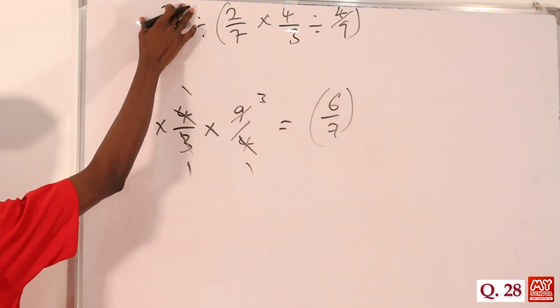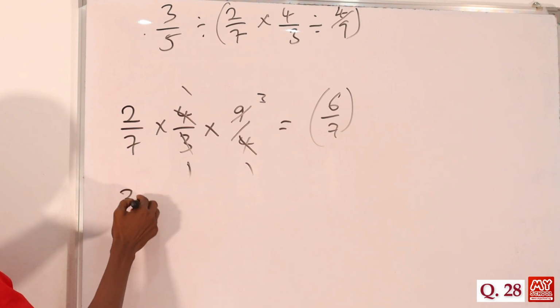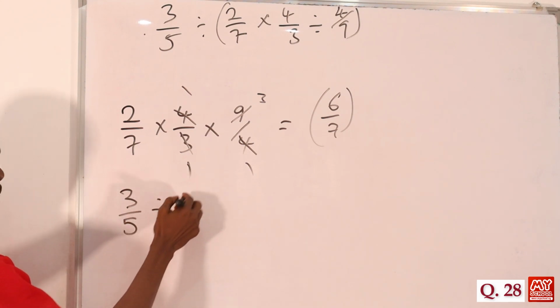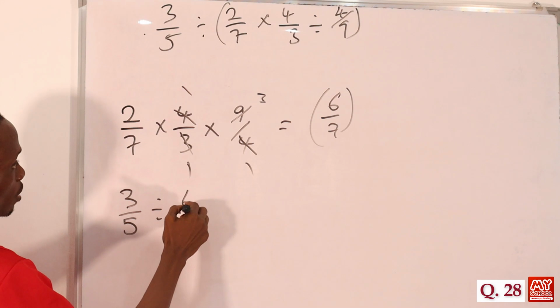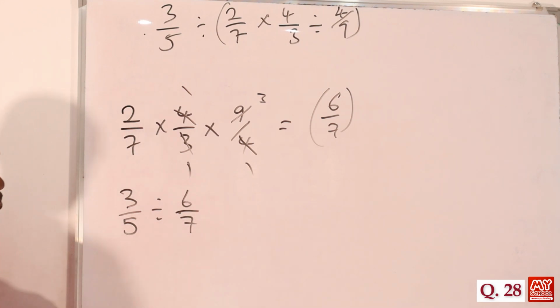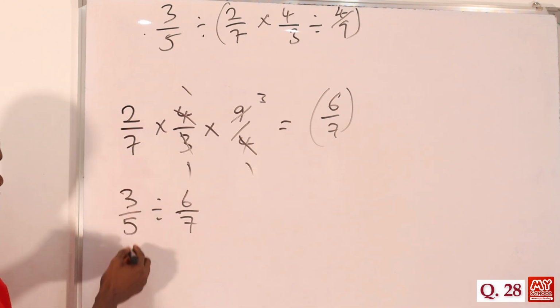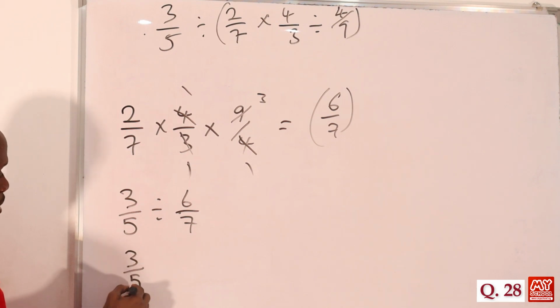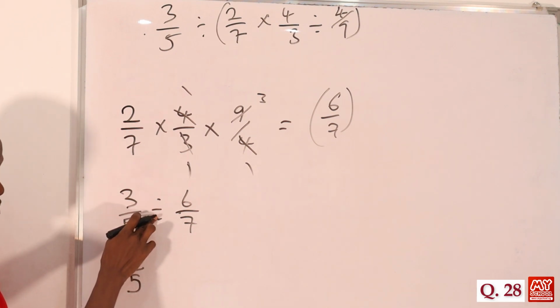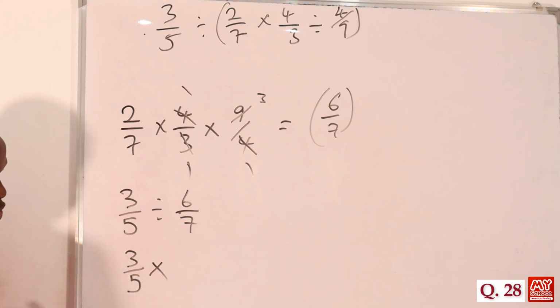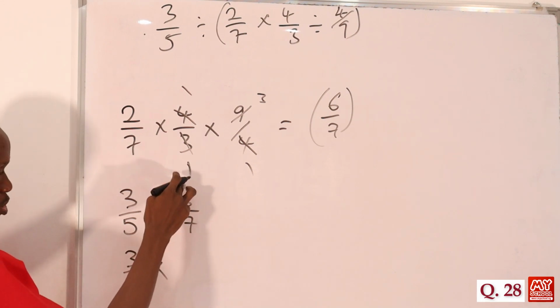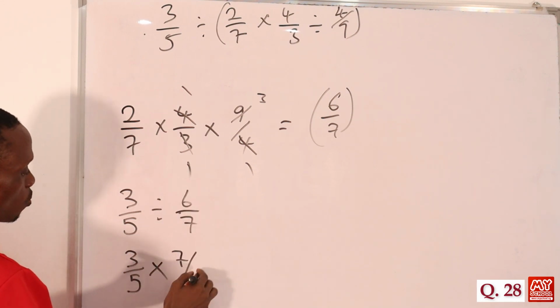So we'll bring it together with this fraction. We now have 3 over 5 divided by 6 over 7. We can still do the same thing. We keep the first fraction, change our division sign to multiplication, then switch the second fraction, so we'll have 7 over 6.